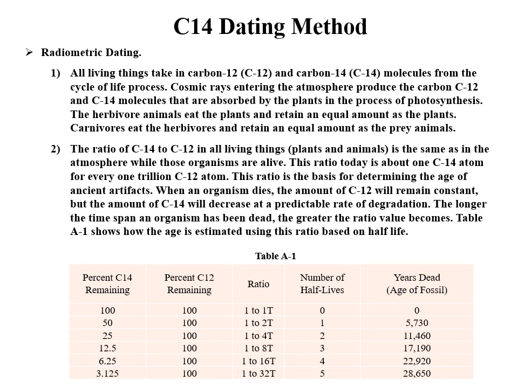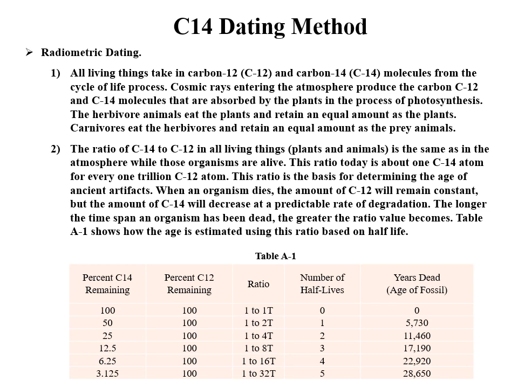The herbivore animals eat the plants and retain an equal amount as the plants. Carnivores eat the herbivores and retain an equal amount as the prey animals. So every living thing, the plants, the animals, everything, has the same amount of carbon-14 to carbon-12 in their system while they're alive. The ratio of C14 to C12 in all living things is the same as in the atmosphere while those organisms are alive.